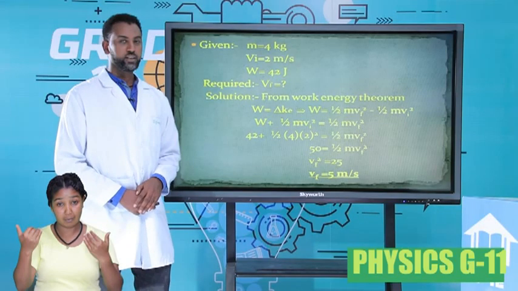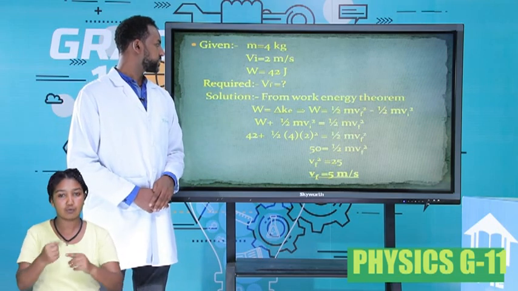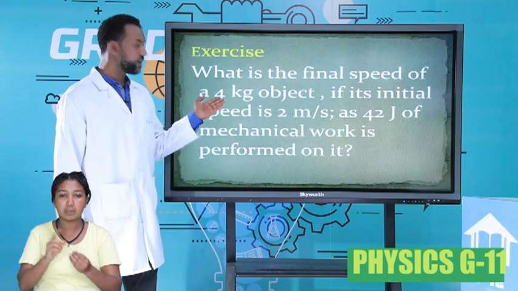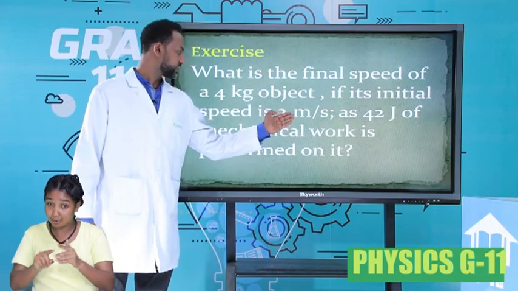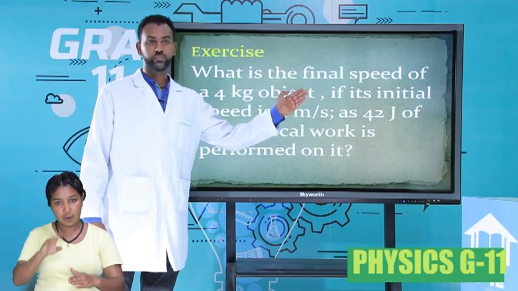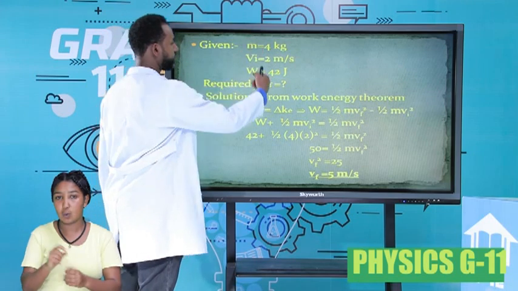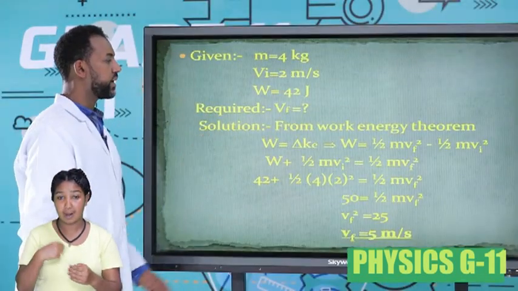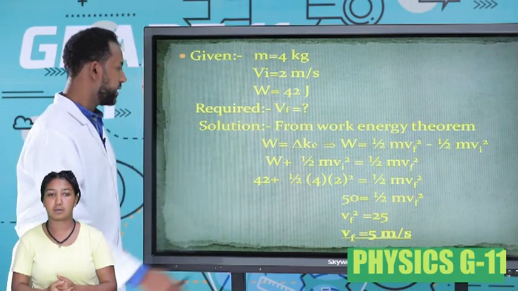I hope you have tried that, students. Then let's try to solve this together. What are the given quantities? Here we have 4 kilogram, 2 meters per second is the initial speed, and 42 joule is the mechanical work. When you write the given quantities, these are the given entities. So we are asked to find the final speed of the object.